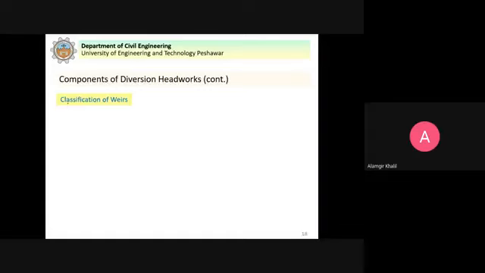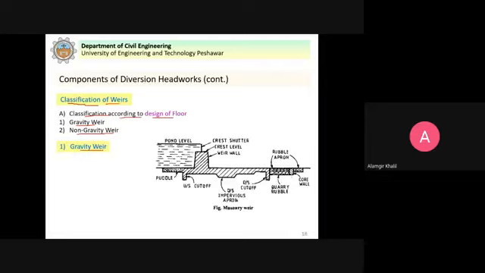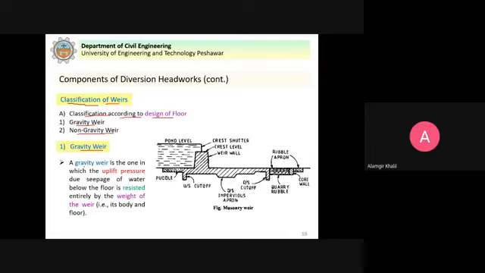Next, we discuss classification of weirs. Classification according to design of floor: we can have gravity weir and non-gravity weir. What do we mean by a gravity weir? A gravity weir is one in which the uplift pressure due to seepage of water below the floor is resisted entirely by the weight of the weir.